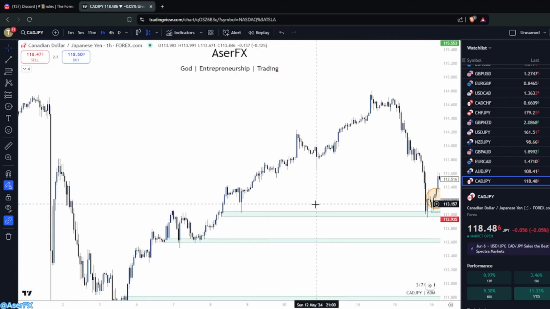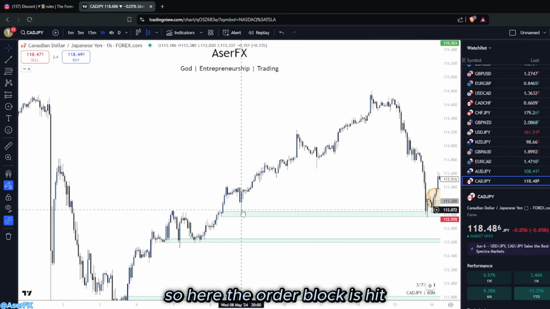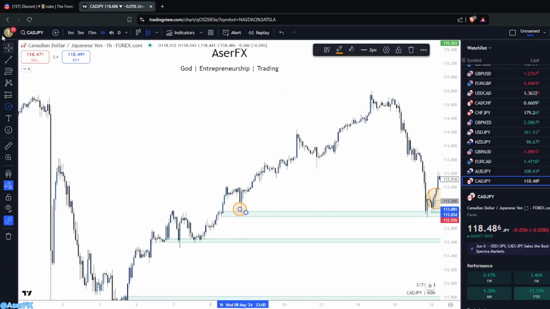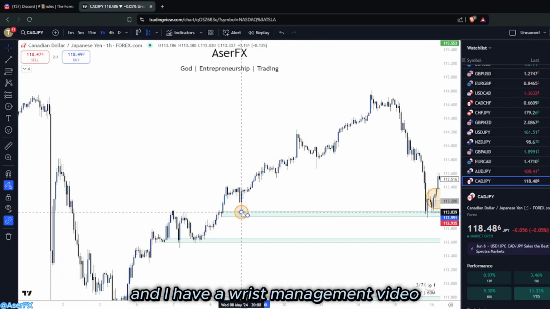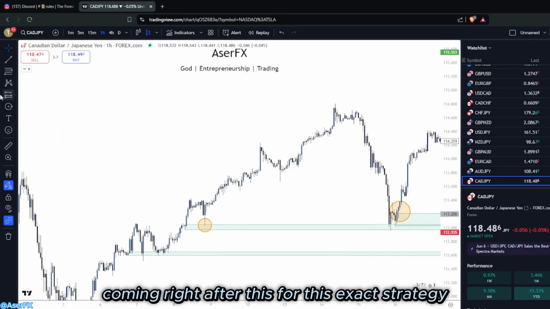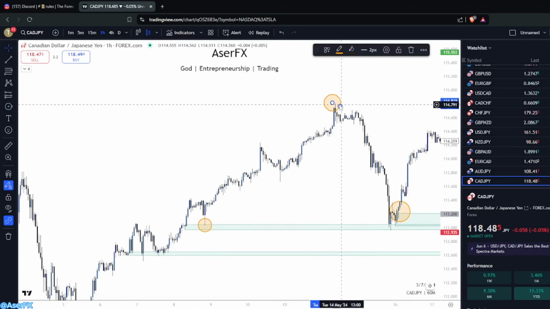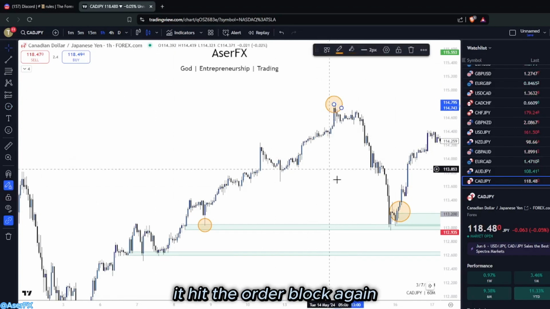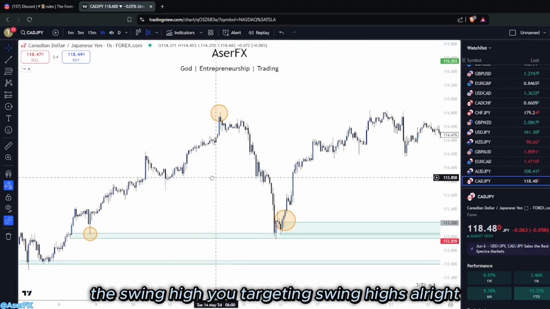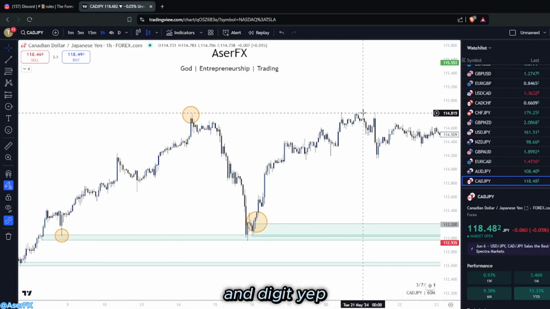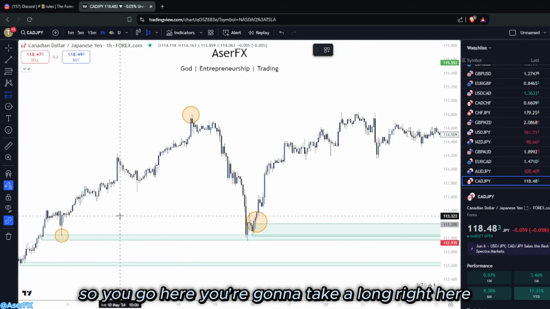Let's do another one. All right. So here the order block is hit. And I have a risk management video coming right after this for this exact strategy. And then this is how high it went before it hit the order block again, the swing high. You're targeting swing highs, all right? And did it? Yep.